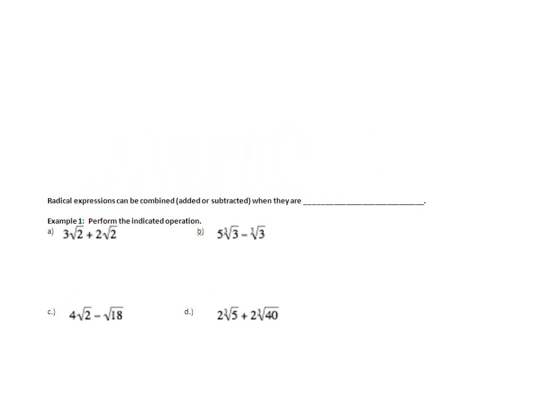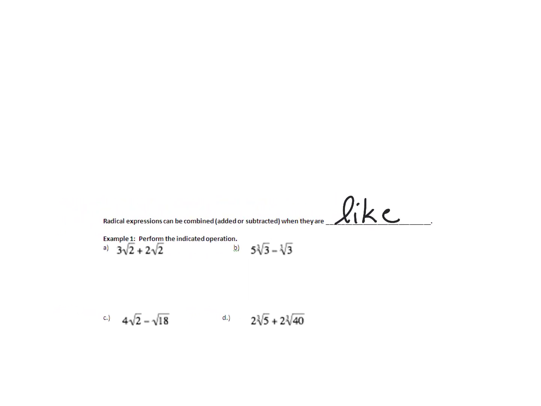All right. So today, we are going to talk about combining like terms. It's a pretty easy lesson, actually. So fun fact, radical expressions can be combined, in other words, added or subtracted, when they are like. So that word in the blank there is like. Before I get too far ahead of myself, I'm going to need a little audience participation today. I'm going to need you to shout quite loudly. I'm going to ask you a series of very easy questions.